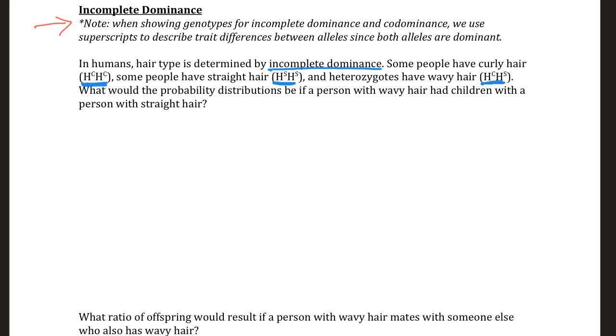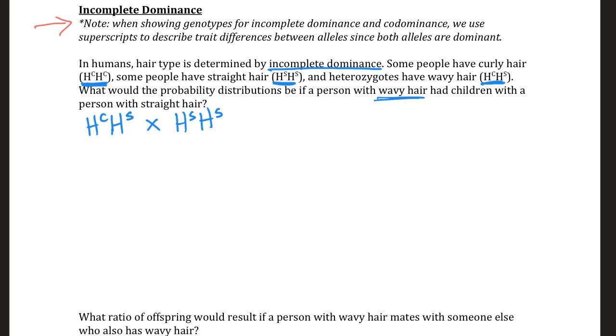The question is asking, what would the probability distributions be if a person with wavy hair had children with a person with straight hair? So, as usual, let's write out what the cross would be. So, you're mating somebody with wavy hair. So, wavy hair would be HCHS. You're crossing that person with somebody with straight hair. Straight hair would be HSHS.